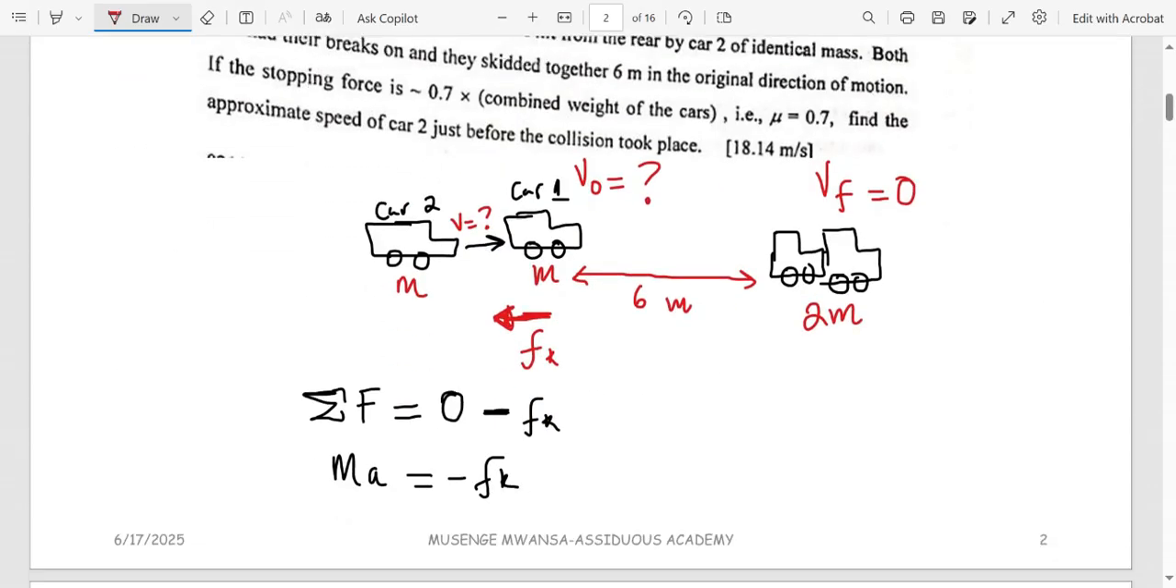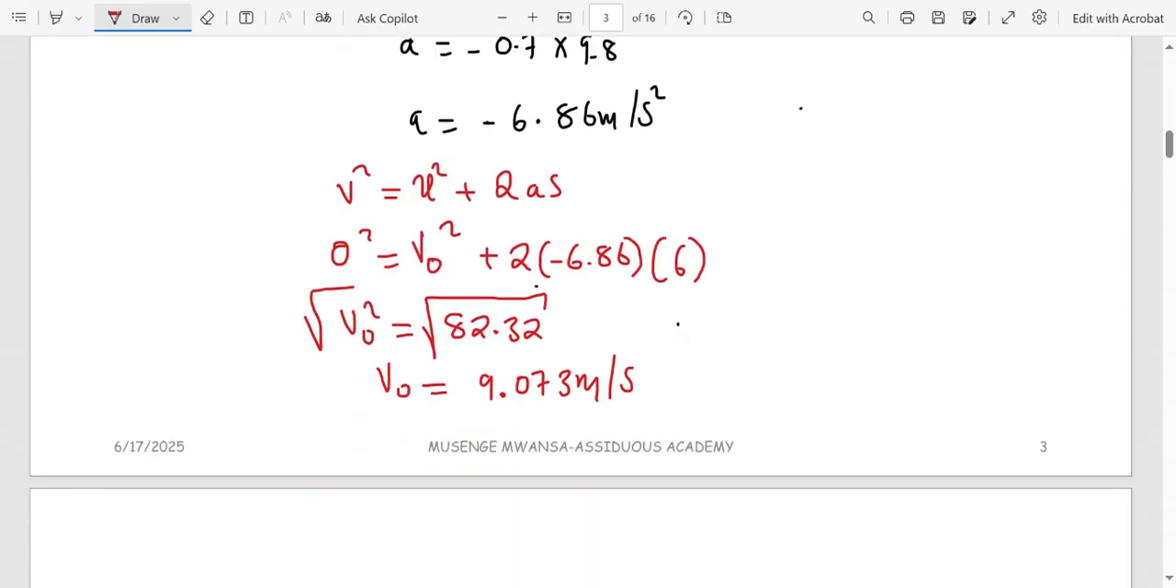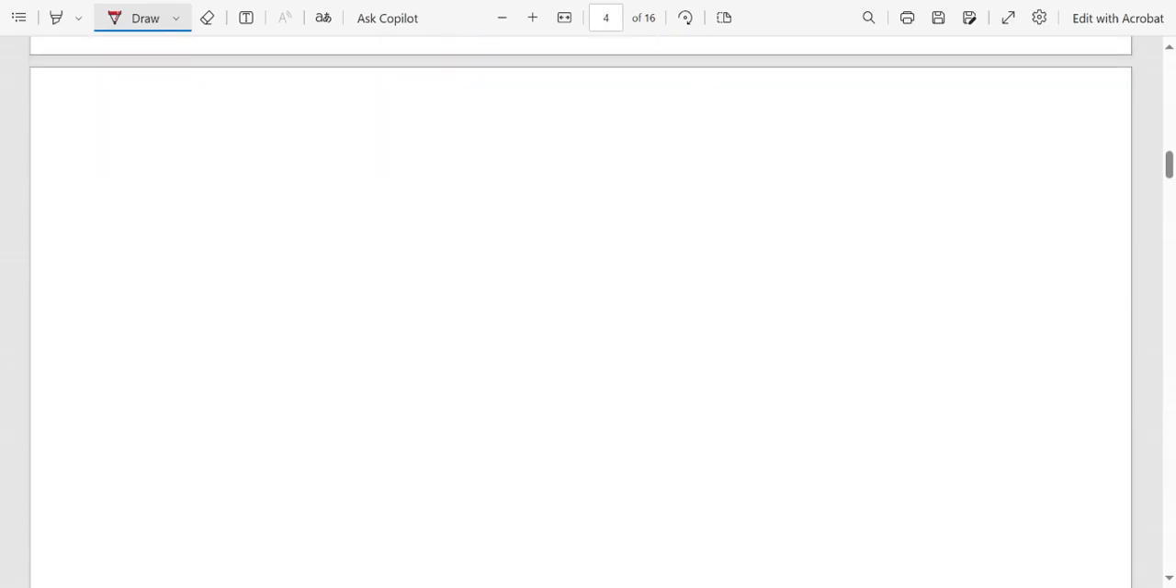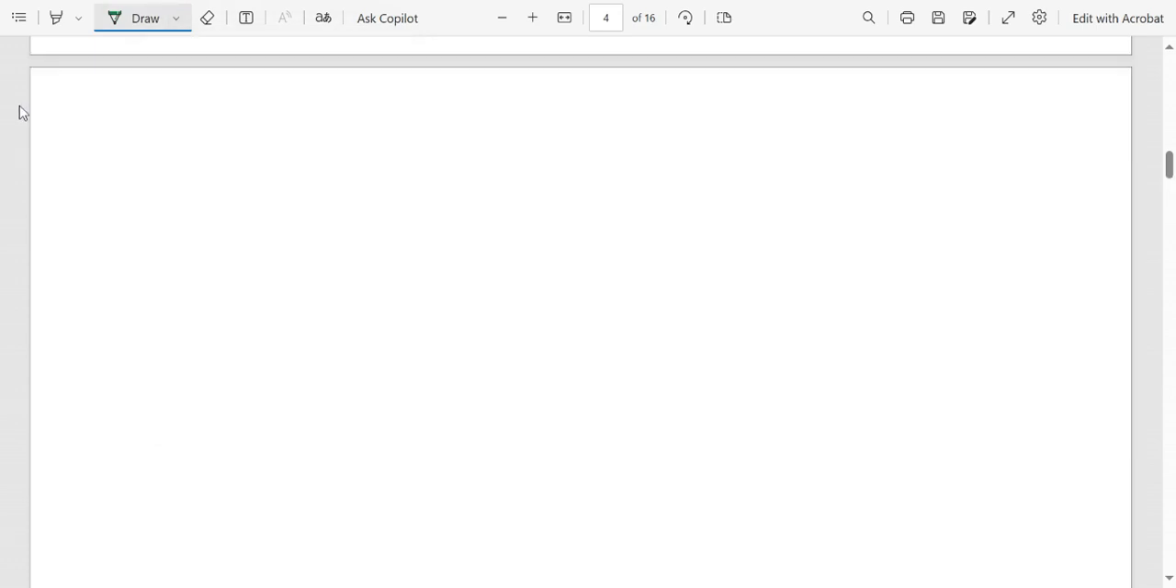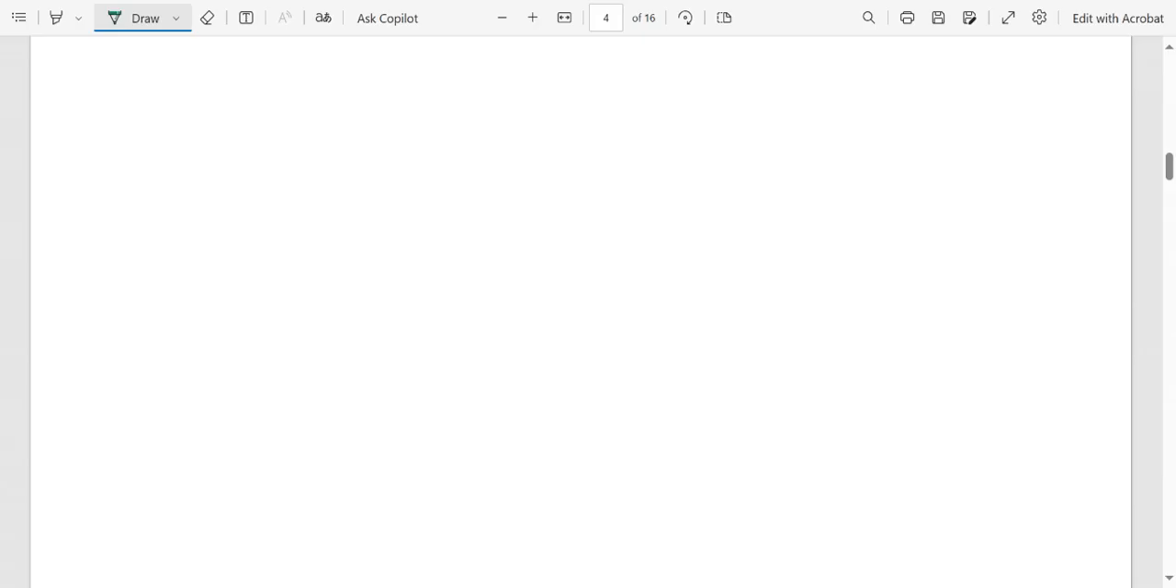Now, I want you to understand this. That velocity that we have found is when the cars have just hit each other. Now we can deal with momentum. There was nothing about momentum there. So how do we deal with momentum? For momentum, the momentum before impact, remember we said that for any type of collision, momentum is always conserved. So we'll say that the initial momentum is equal to the final momentum.